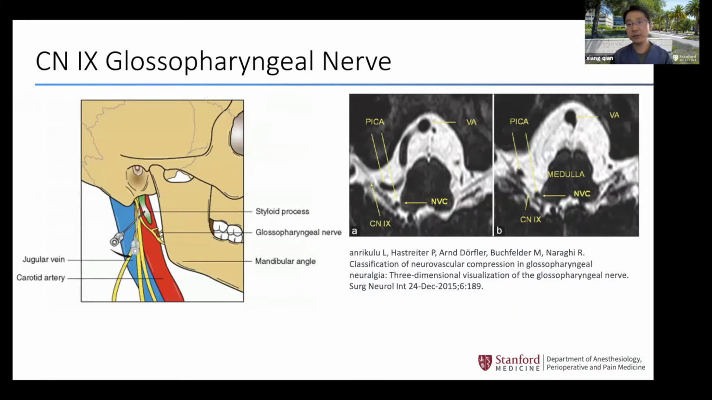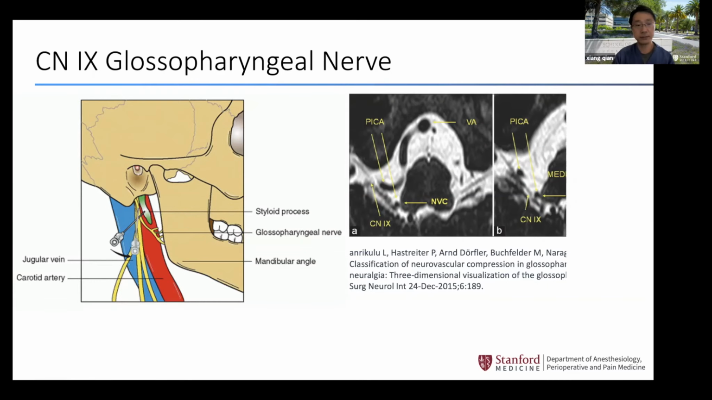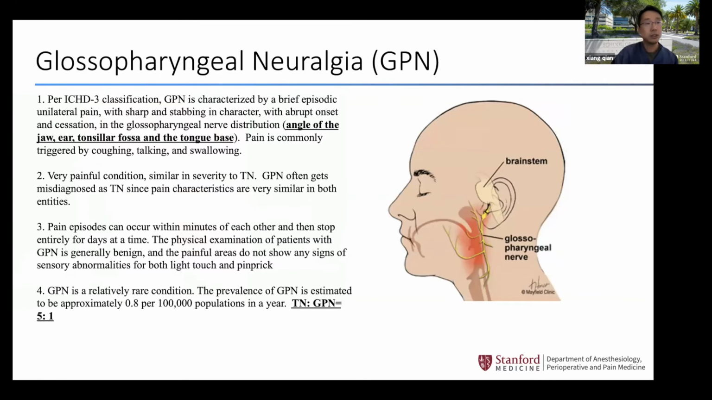The dominant theory of glossopharyngeal neuralgia is also vascular compression. As you can see here, there's a styloid process here, and once it comes out from the brain, it will cross through the neck and pass behind the styloid process and then reach its target. So the pain distribution is also different. It's in the angle of the jaw and the ear and tonsil pillar and then the tongue base as well. It's very, very painful.